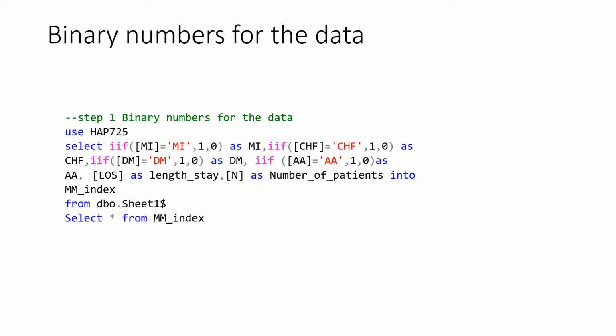Before calculating the likelihood ratio, we have to binarize our data. This SQL statement binarizes the occurrence of disease as 1 and the absence of the disease as 0. We created a table called mm_index with the results.